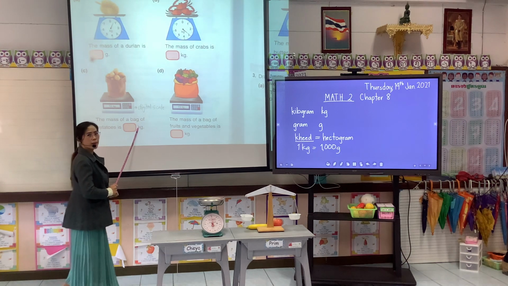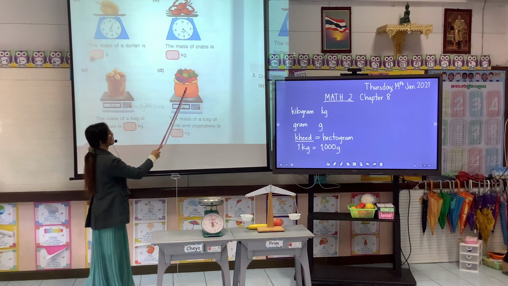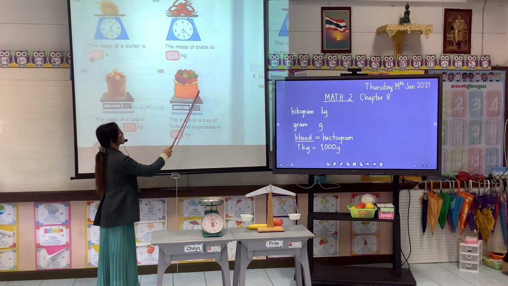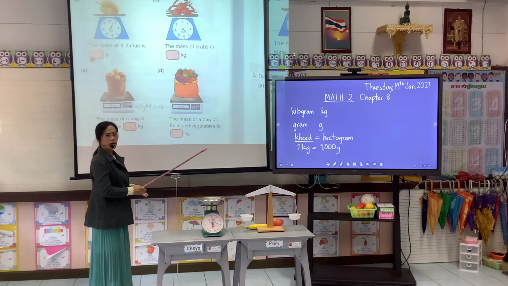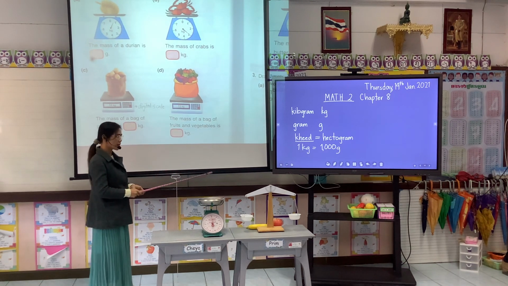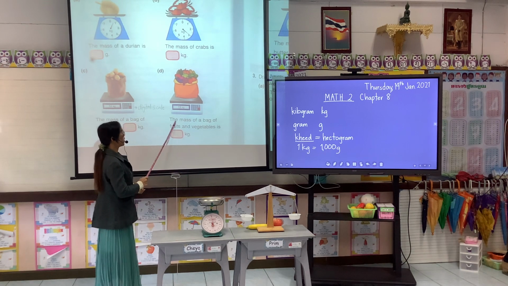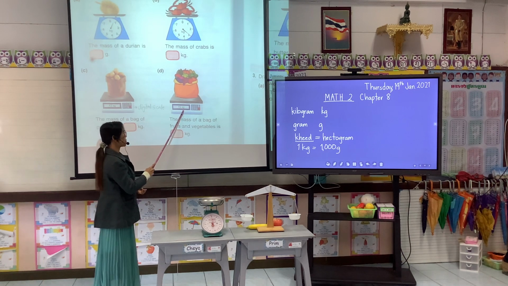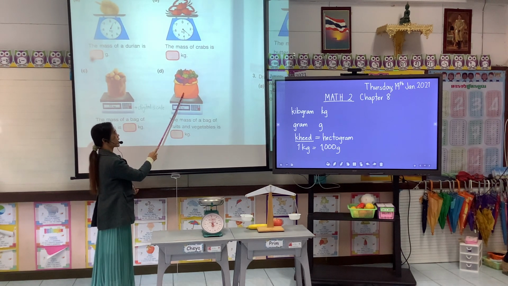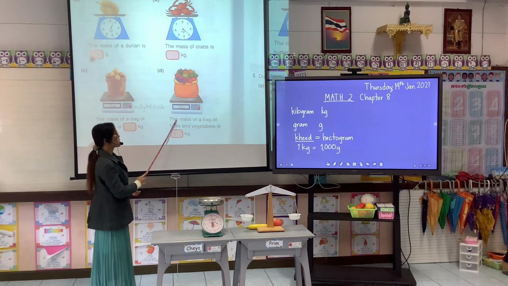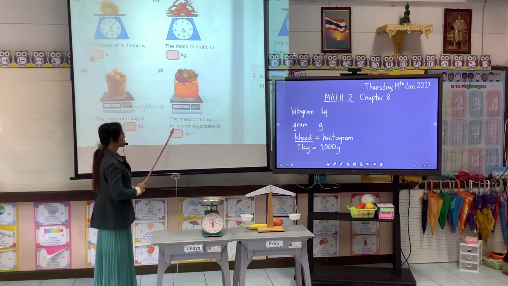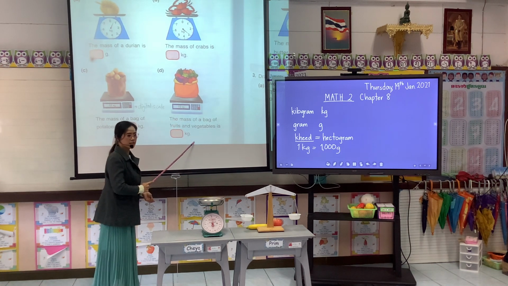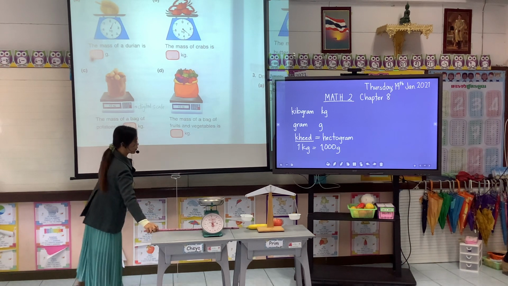It's more than 1 kilogram. What about this? A bag of vegetables. When we buy a bag of vegetables, for sure it's heavy, so we're going to use kilogram. As we can see, 15 kilograms. So what is the mass of the bag of fruits and vegetables? The mass of a bag of fruits and vegetables is 15 kilograms.